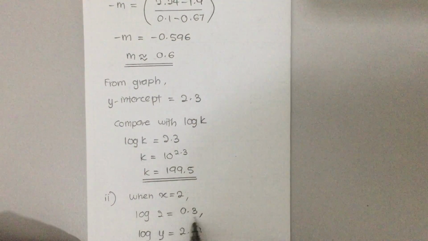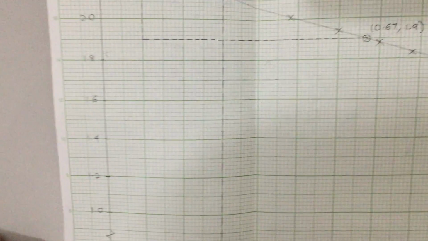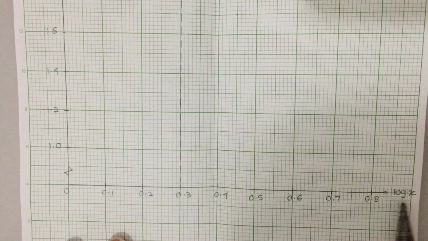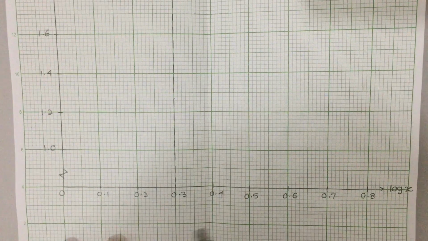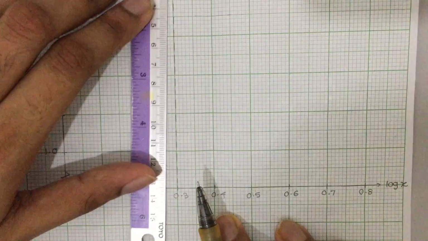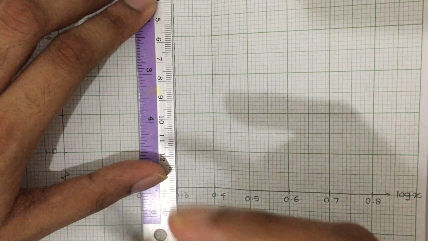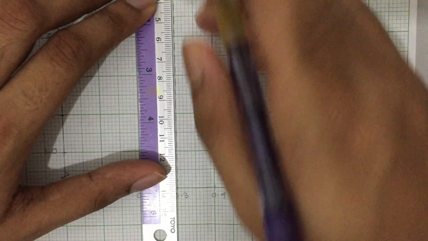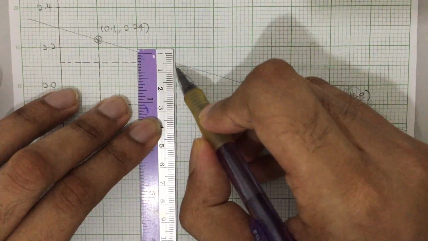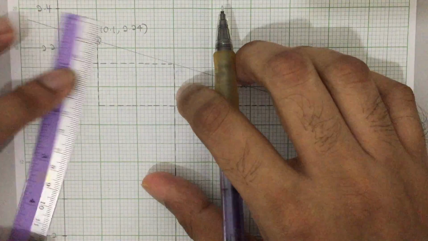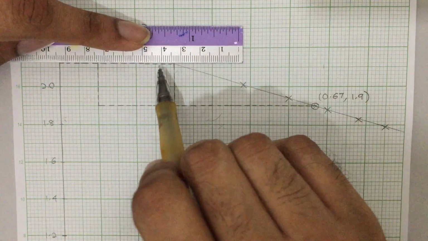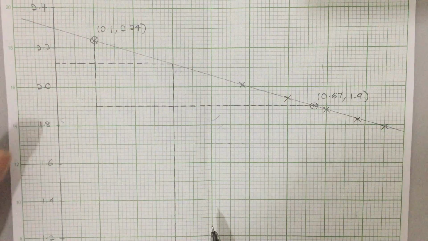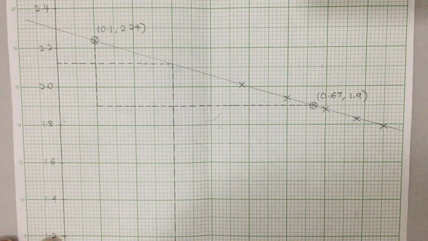Okay, since we know our log 2 is equal to 0.3. Can you see 0.3 over here? So this is your log x and this is your 0.3. What we're going to do now is, you can use your ruler. Use your pencil, just pull up the point until it intersects the straight line. Okay, until it intersects the straight line. When you intersect the straight line, you just pull it to the left side, to the y-axis, which is log y.